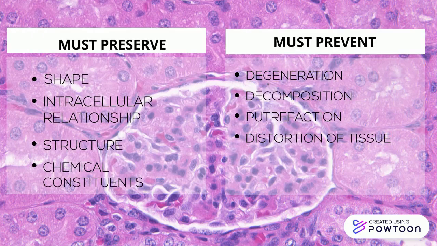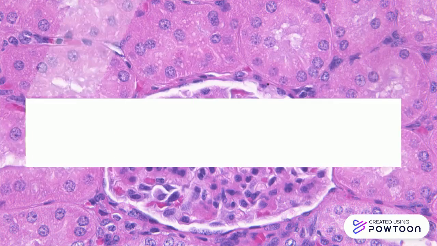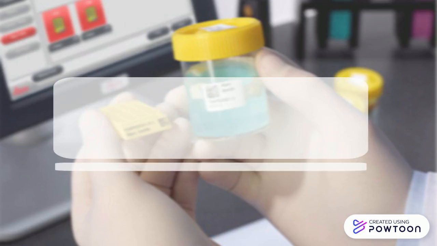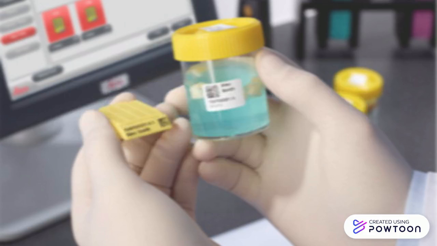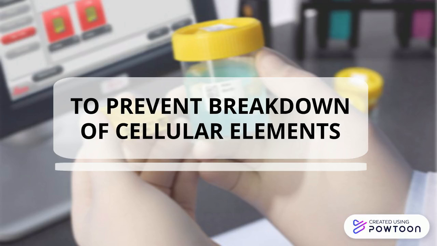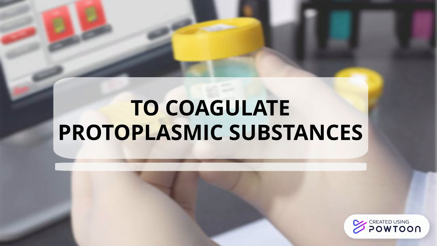Fixation prevents degeneration, decomposition, putrefaction, and distortion of tissues after removal from the body. Fixation preserves the tissues by stopping all cellular activities so that the cells can be viewed under the microscope. Fixation prevents autolysis by inactivating the lysosomal enzyme or by chemically altering, stabilizing, and making the tissue components insoluble. Fixation renders insoluble certain tissue components that may otherwise leak out during subsequent histologic handling.